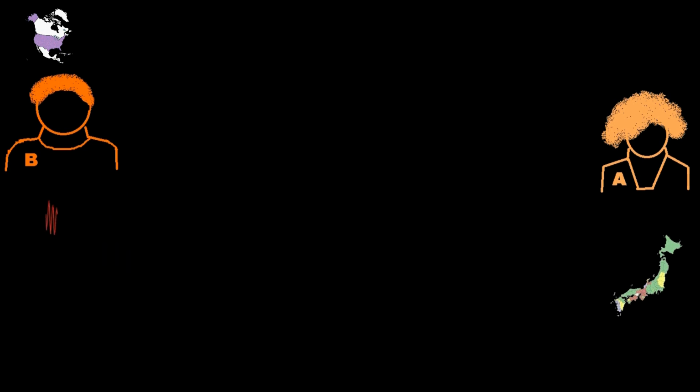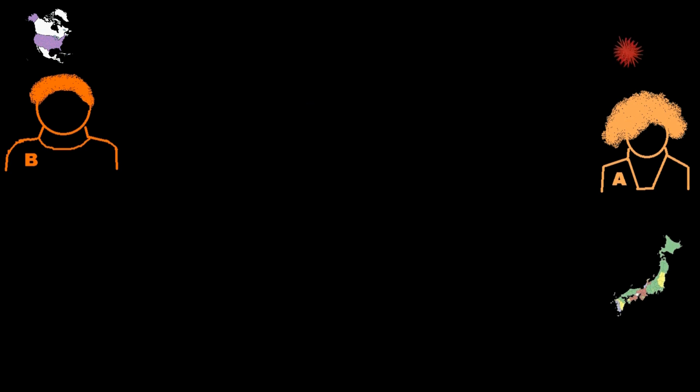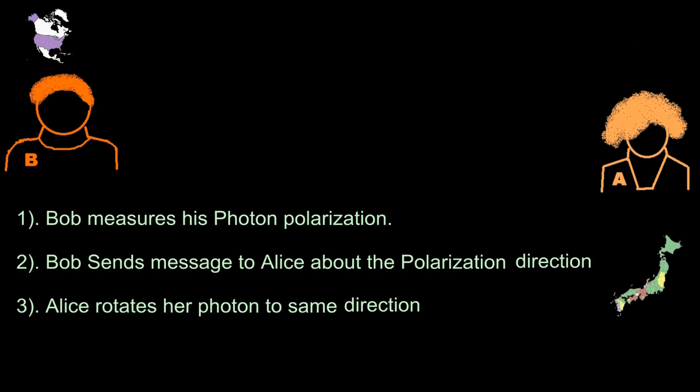Bob can measure his photon's polarization and send the measurements to Alice. Then Alice can rotate her photon to the same direction. The task is completed. Both photons are now in the same state. Is there any flaw in this procedure? There are 3 phases here. 1. Bob measures his photon polarization. 2. Bob sends a message to Alice about the polarization direction. 3. Alice rotates the photon to the same direction.